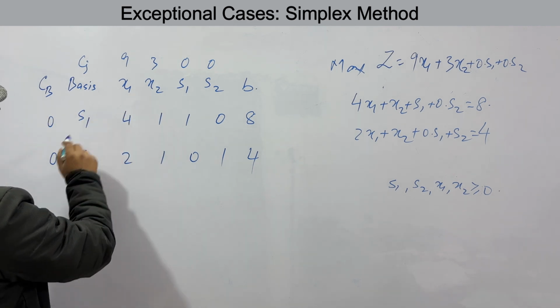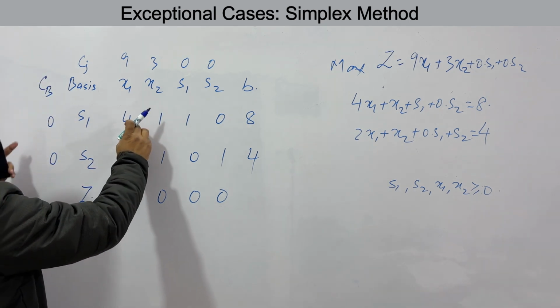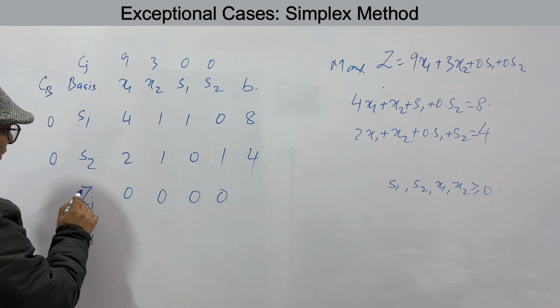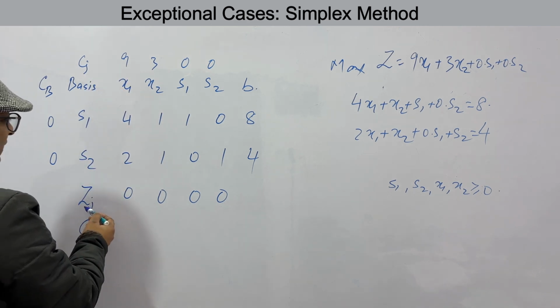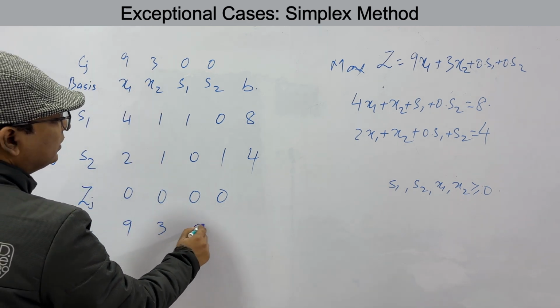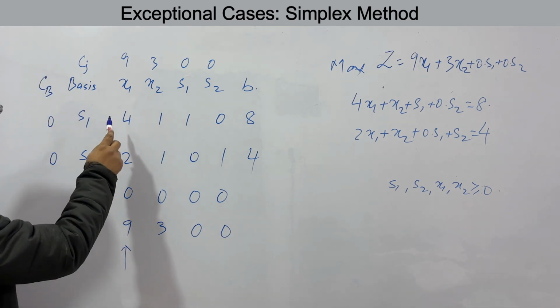This is this into this plus this into this. So this is 0, 0, 0, 0. Why? Because this is 0, 0. So whichever multiplication we'll take will be 0. So Cj minus Zj will be this small cj minus Zj. So 9 minus 0, 9, 3 minus 0, 3, 0, 0. Okay. Now this is largest value 9. So this is our key column.